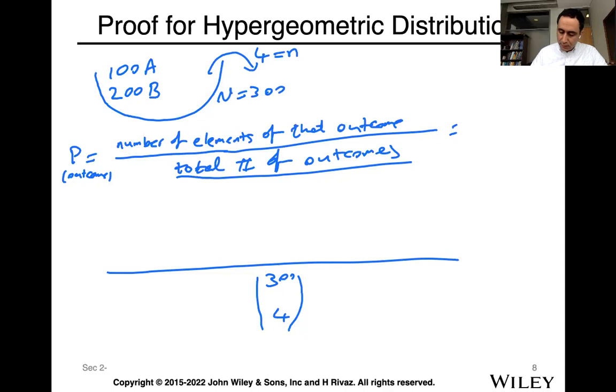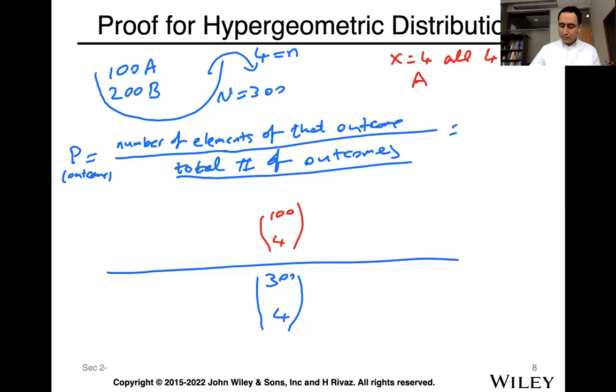And now I want to calculate the number of elements in that outcome, right? So the outcome that I'm interested in is X equal to 4, meaning that all 4 are from A, right? So basically, I want all of my 4 parts to be A. Obviously, the number of ways I can do that is 100 choose 4, right? And that's it. That's the final answer. 100 choose 4 divided by 300 choose 4, right?